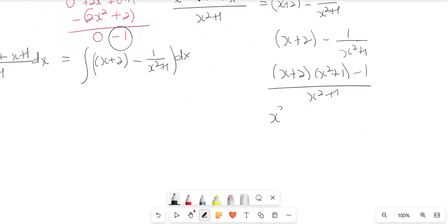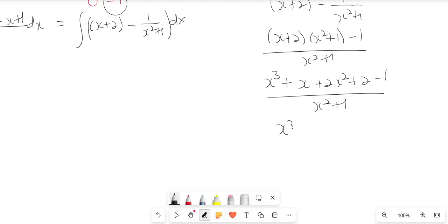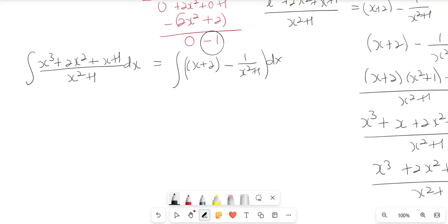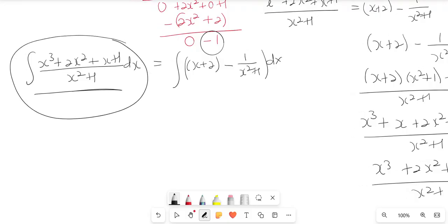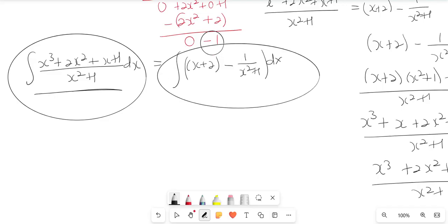So that should be x cubed plus x plus 2x squared plus 2 minus 1 all over x squared plus 1. So in the end, this is x cubed plus 2x squared plus x plus 1 all over x squared plus 1, which is the same as our original function. So we can't integrate this one, but we can integrate this. This now looks integrable.